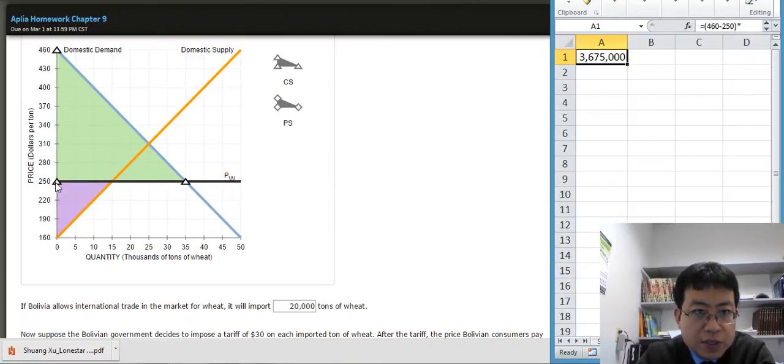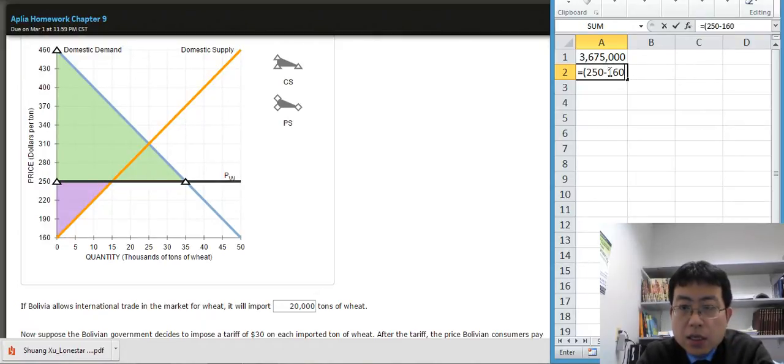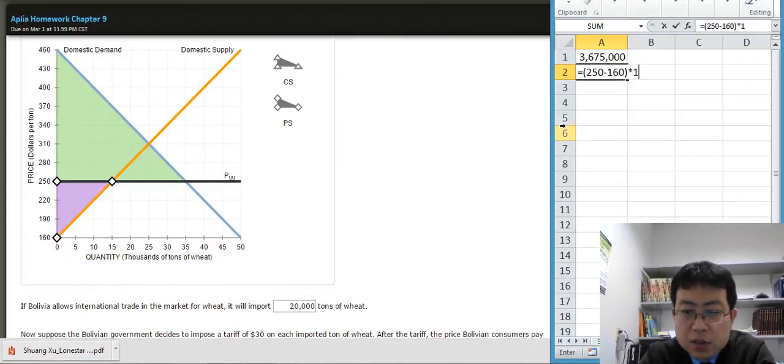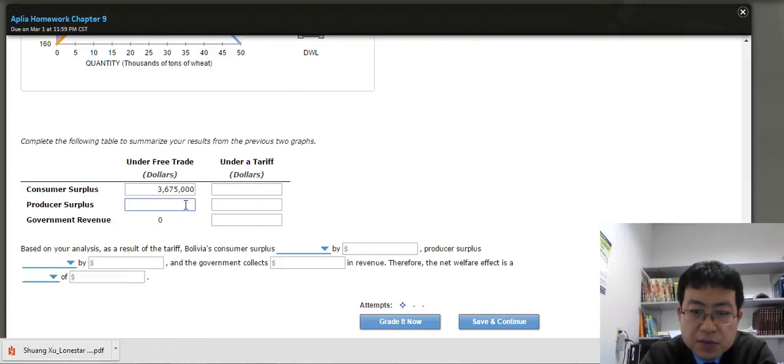it goes from 250 to 160. So the vertical distance is 250 minus 160, times our horizontal distance, which goes from 0 to about 15,000. So times 15,000, and then divided by 2. So that's 675,000.